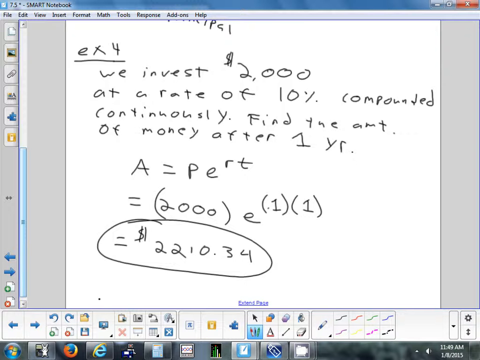Everybody get that? Okay. Again, if you don't have an E button, you could use 2.718. If you want to be really accurate, use that. But we're only rounding to the nearest penny, so that's more than accurate for what we need in most cases.